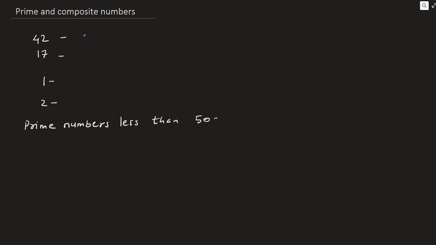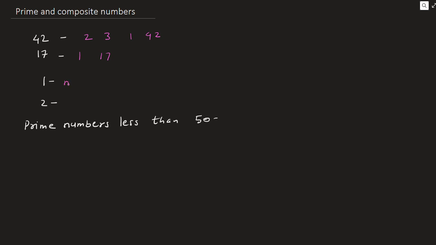42 is a number. I can say 2 is a factor, 3 is a factor, 1 is a factor, and 42 also is a factor. So other than 1 and itself, it has 2 and 3 as factors and many more factors. So that is why it is composite. Whereas the number 17 has no other factor other than 1 and itself. So it is prime. The number 1 has only one factor, that is itself.